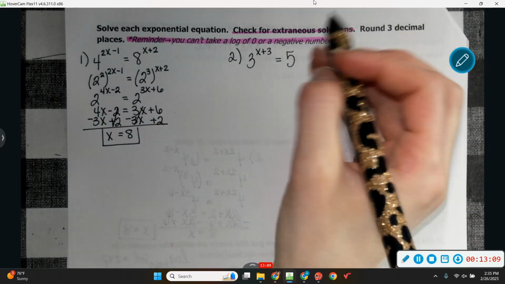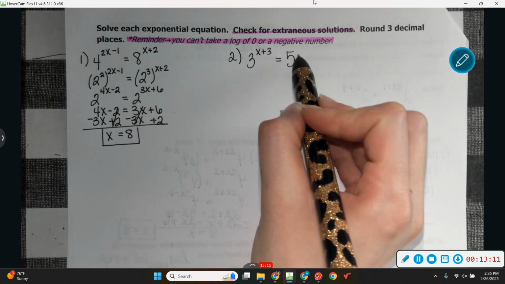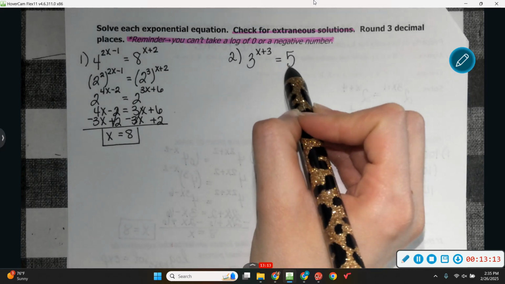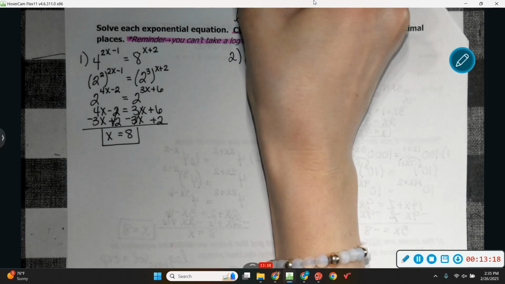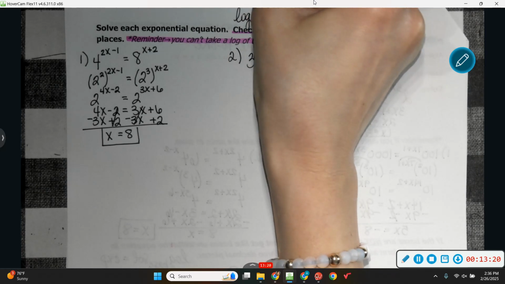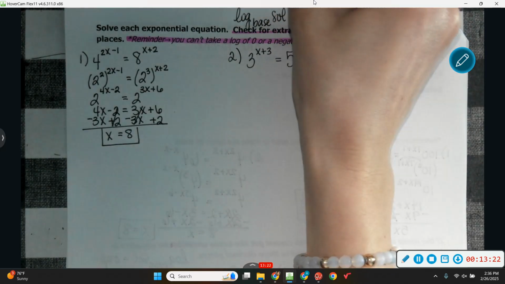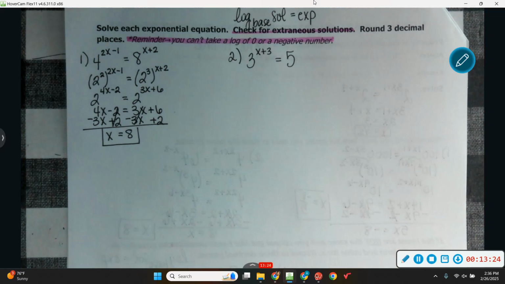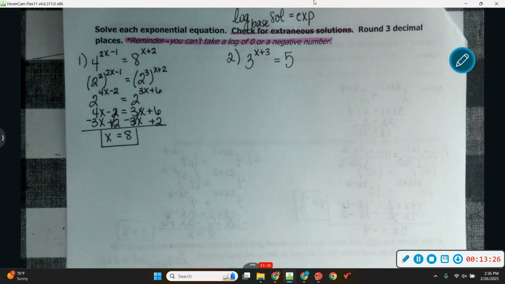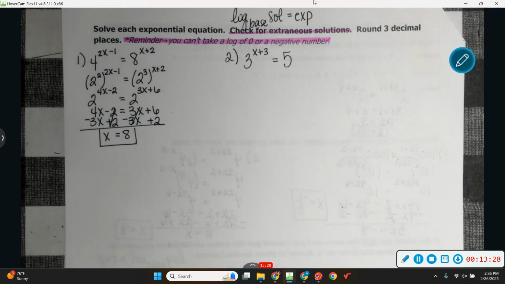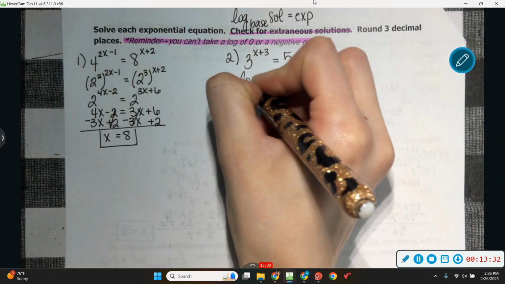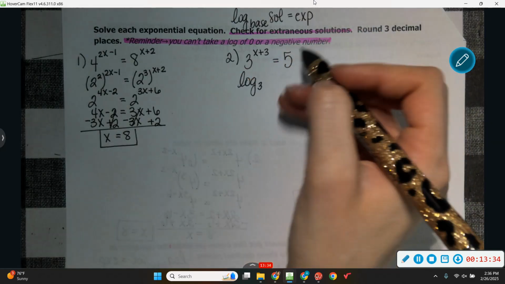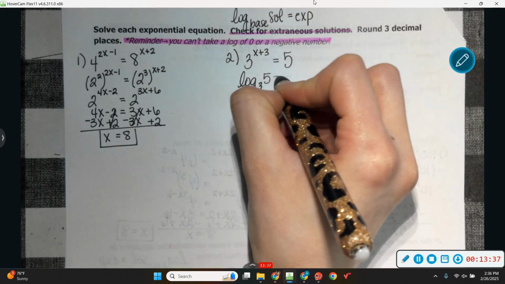Okay, so I do not have exponents on both sides. I cannot manipulate the 5 to become a 3. So this is where we're going to rewrite using the log base solution equals exponent. Okay, so if I do that, then when I rewrite it, I have log base 3, my solution is 5, is equal to x plus 3.